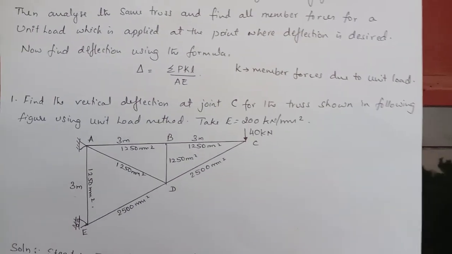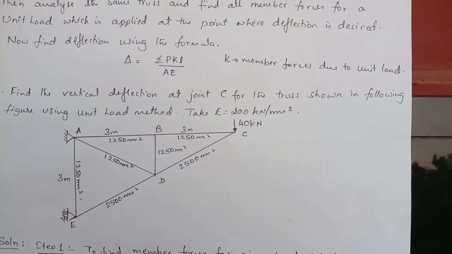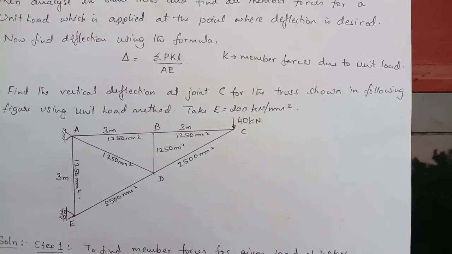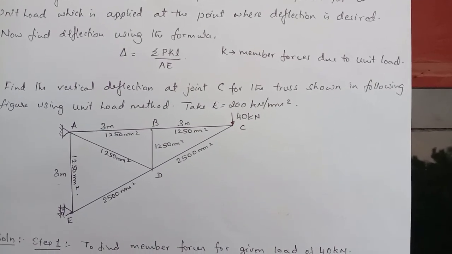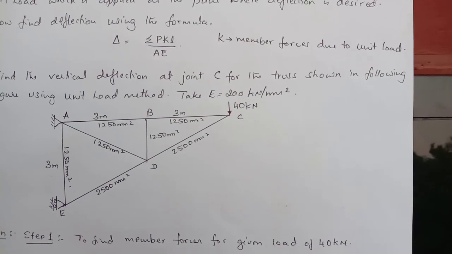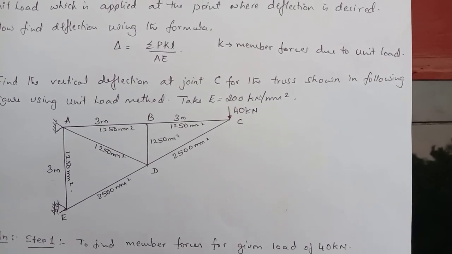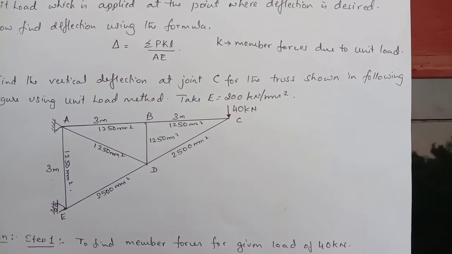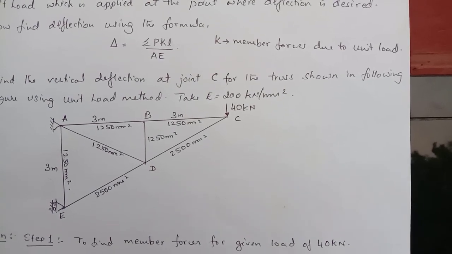Now let us consider a problem. Find the vertical deflection at joint C for the truss shown in following figure using unit load method. Take E equal to 200 kilonewton per millimeter square, or 200 into 10 raised to 3 Newton per millimeter square.